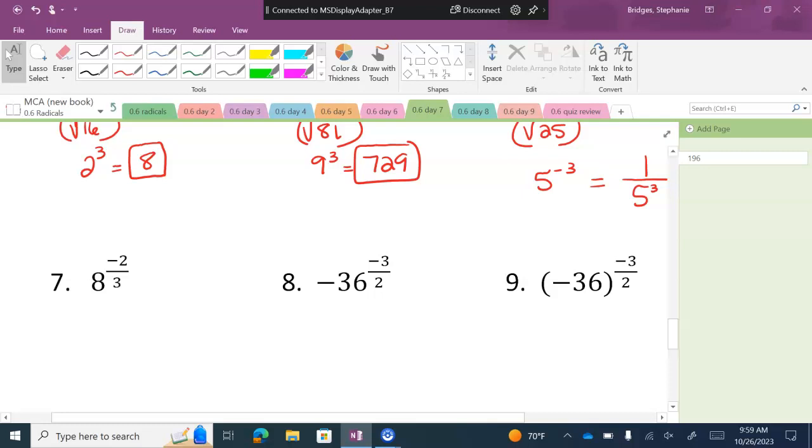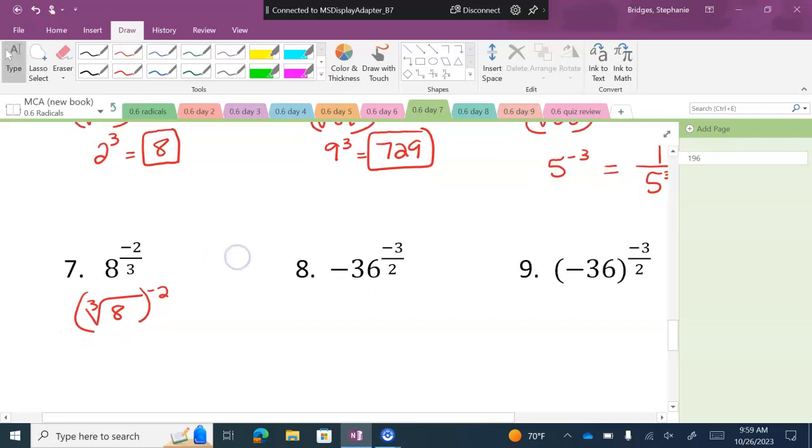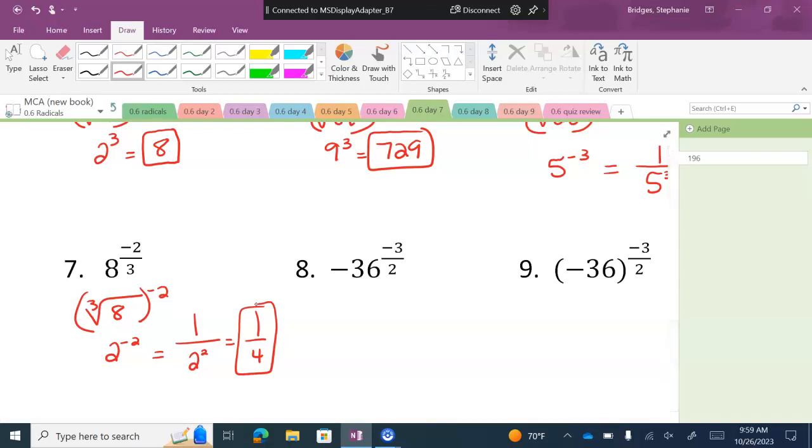What root are we going to take for number 7? The cube root, yeah. And then we're going to raise it to the negative 2 power. What is the cube root of 8? 2. So 2 to the negative 2, what does that become? 1 over 2 squared, which is 1 over 4. Yep. So far so good?